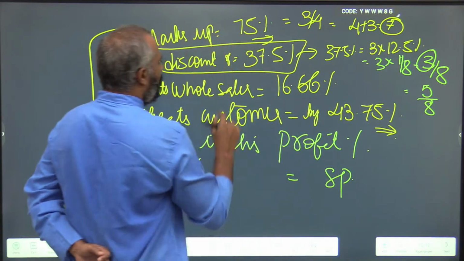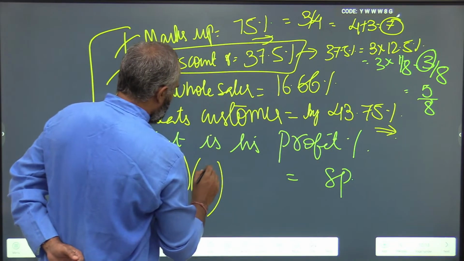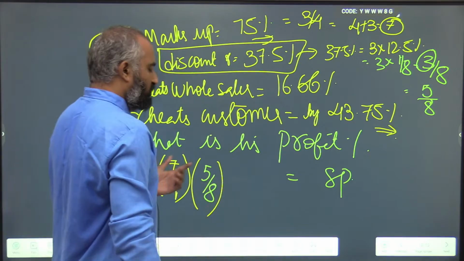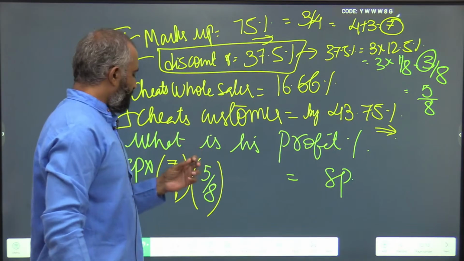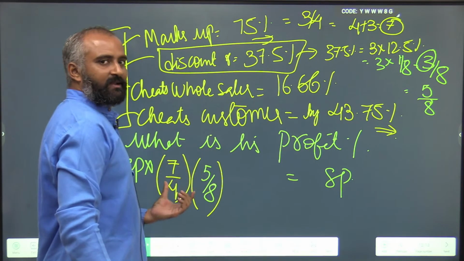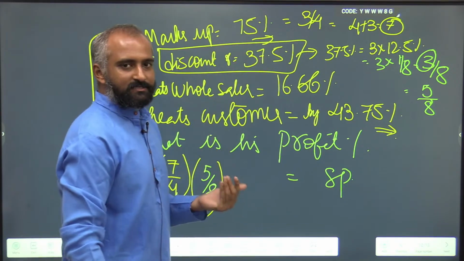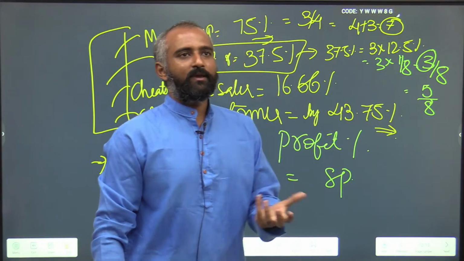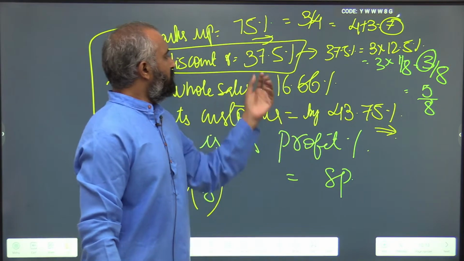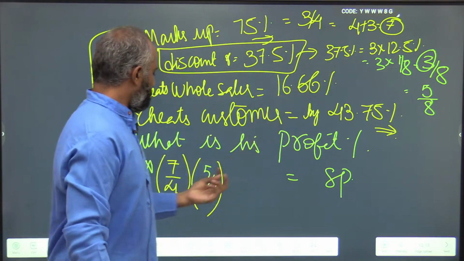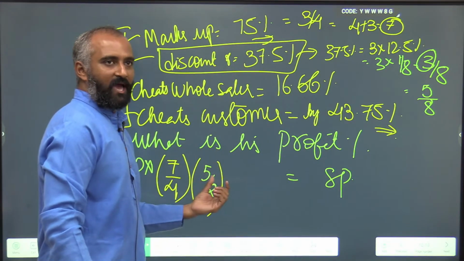Let me write this in a different way. 5 by 8. You see what is happening here? The same discussion that we have seen: if somebody gets profit, the corresponding factor has to be greater than 1. But he is giving a discount, and discount is a loss-making move. Whenever you give a discount, you are foregoing your collection. So whenever he gives a discount, he faces a loss, so the corresponding multiplication factor should be less than 1.